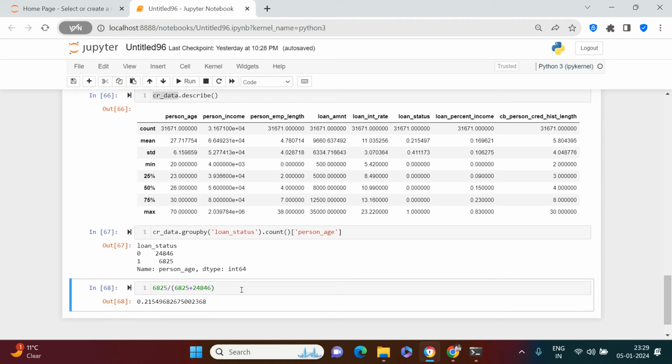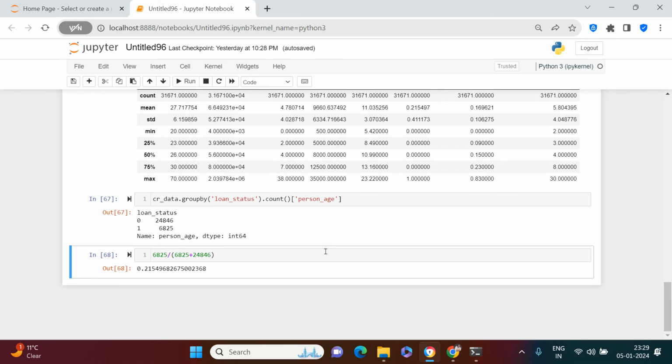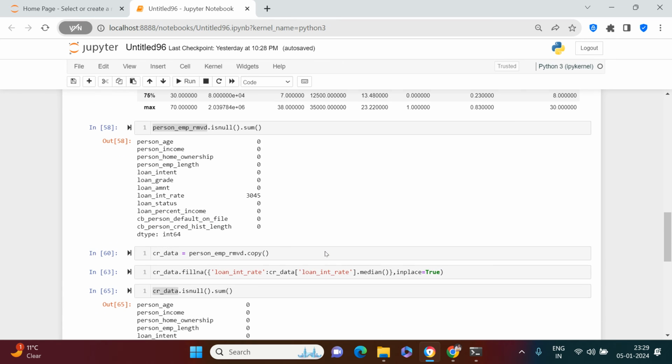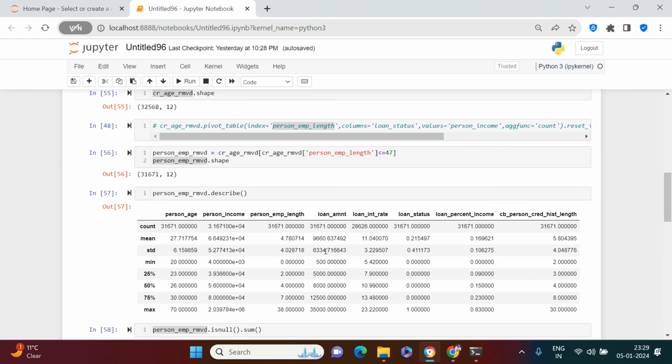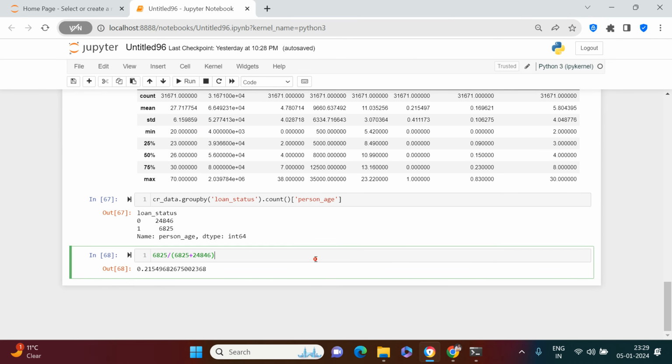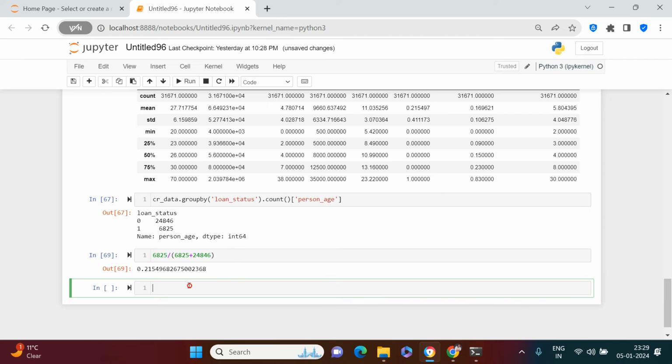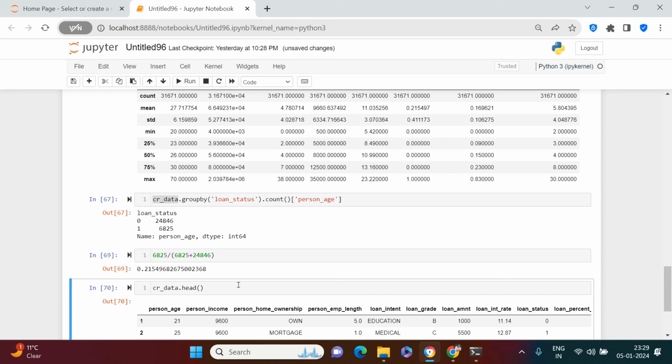Okay, now we are done with missing values treatment and some unpractical data removals, right? Next thing, let's have a look at the categorical data. I'm just going to print that data again, this one, and let's have a look at the head of it.